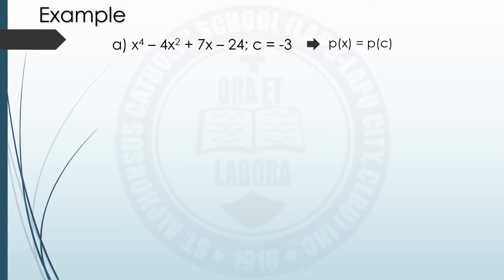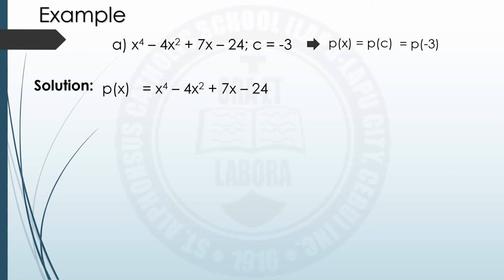Therefore, we will use p of negative 3 to substitute p of x, meaning we are going to substitute the variable x with negative 3. So here is the solution. Make the polynomial equation into polynomial function. So, p of x is equal to x raised to 4 minus 4x squared plus 7x minus 24. Substitute p of x with p of negative 3. So, the function becomes p of negative 3 is equal to negative 3 raised to 4 minus 4 times negative 3 raised to 2 plus 7 times negative 3 minus 24.